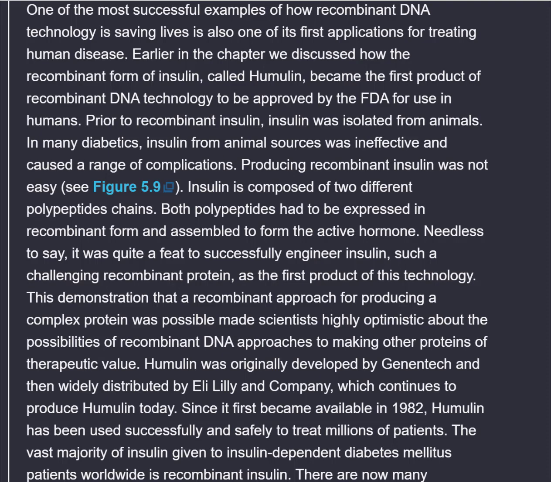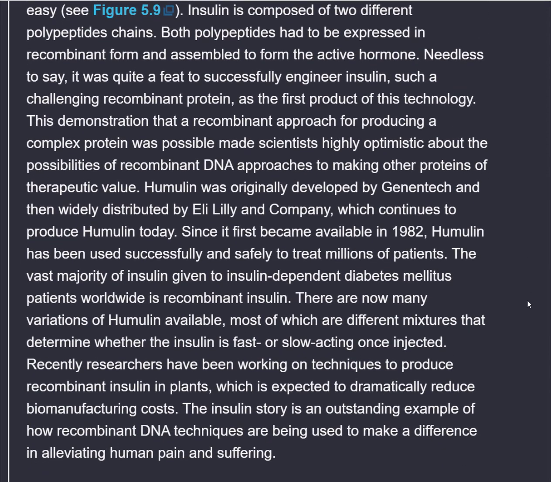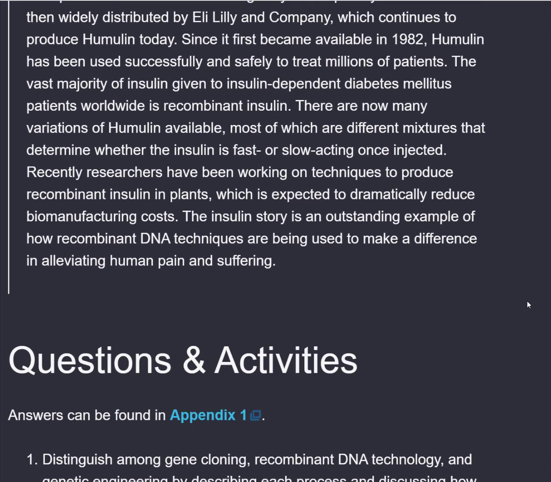There are now many variations of Humulin available, most of which are different mixtures that determine whether the insulin is fast or slow-acting once injected. Recently, researchers have been working on techniques to produce recombinant insulin in plants, which is expected to dramatically reduce biomanufacturing costs. The insulin story is an outstanding example of how recombinant DNA techniques are being used to make a difference in alleviating human pain and suffering.